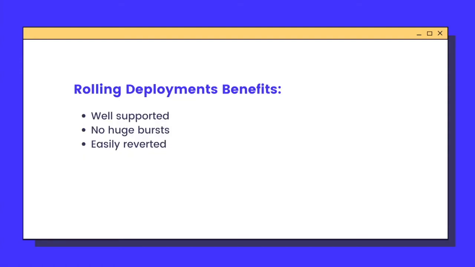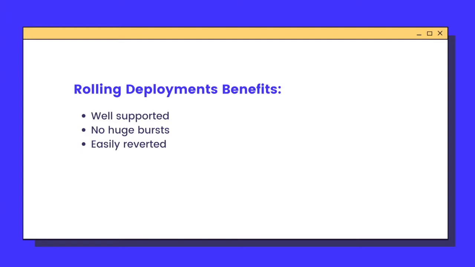So what are the benefits of rolling deployments over other ways of deploying things? Well, they're well supported. Rolling deployments are relatively straightforward to implement in most cases. They're natively supported in several orchestrators. If you've heard of Kubernetes, for example, Kubernetes helps you with this. AWS Amazon Elastic Beanstalk also supports rolling deployments.